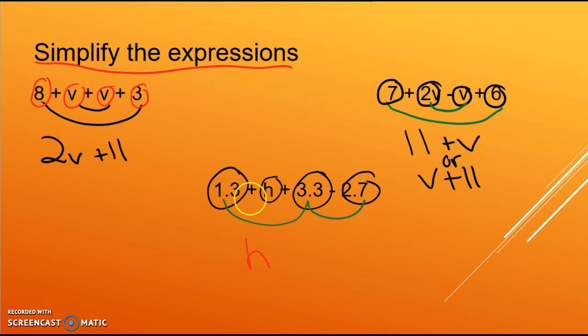So 1.3 plus 3.3 would give me 4.6. I'm going to use a different color so we can see it better. That would give me 4.6, and then I need to subtract 2.7. When we do that, we have to borrow: 16 minus 7 is 9, and 3 minus 2 is 1. So we get 1.9. Our final answer should be h plus 1.9.